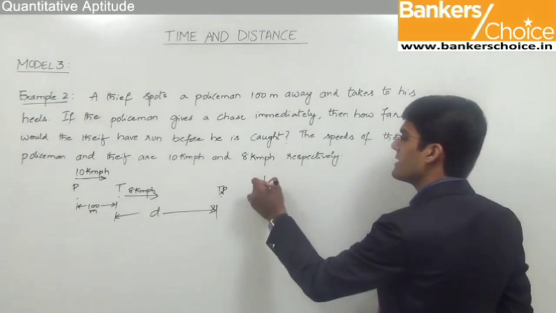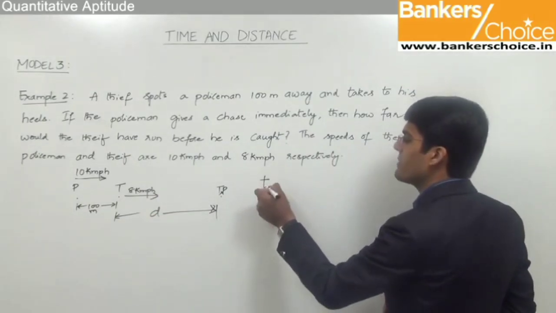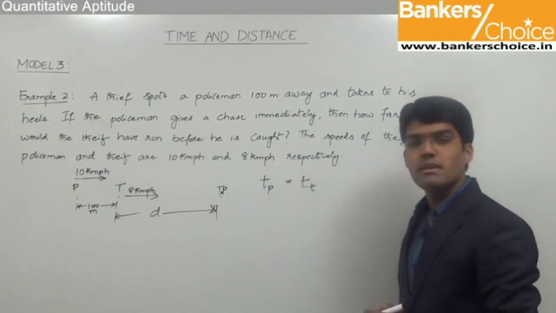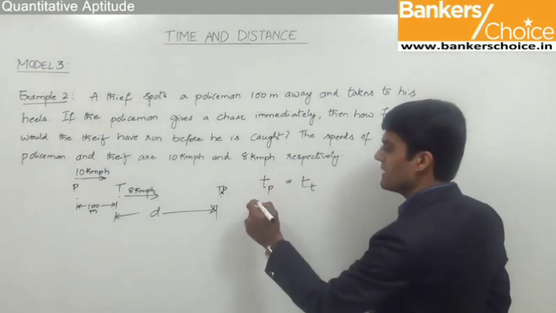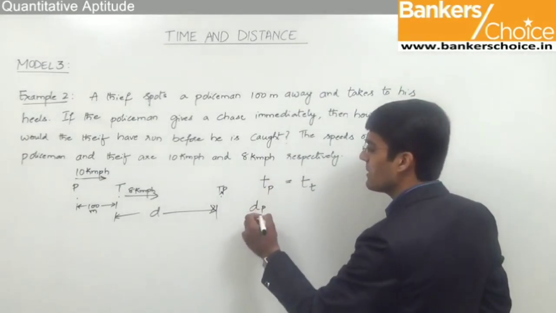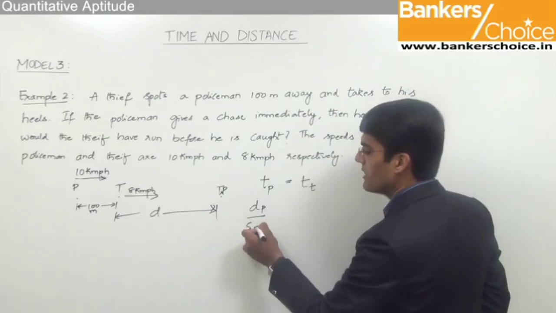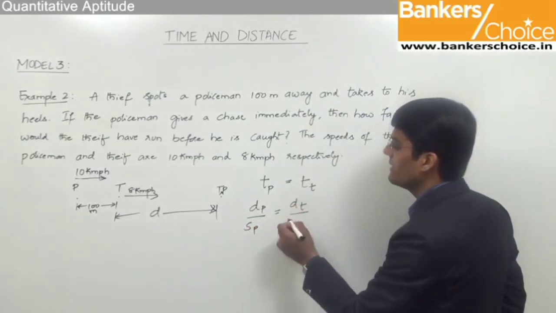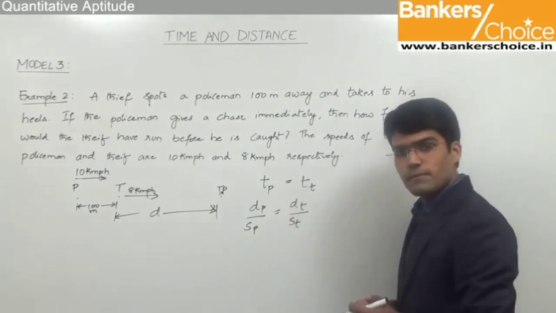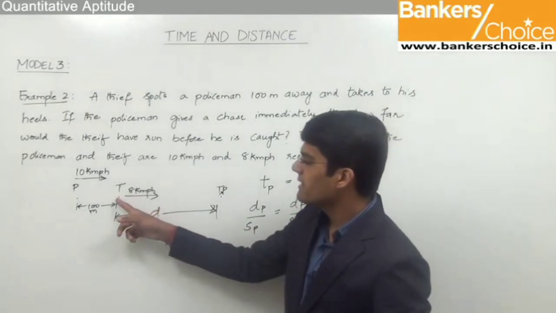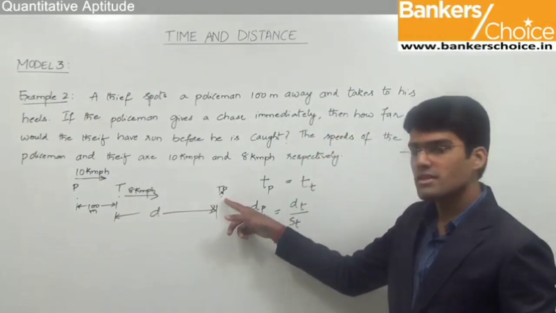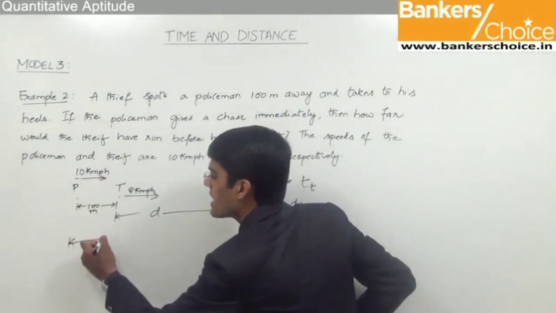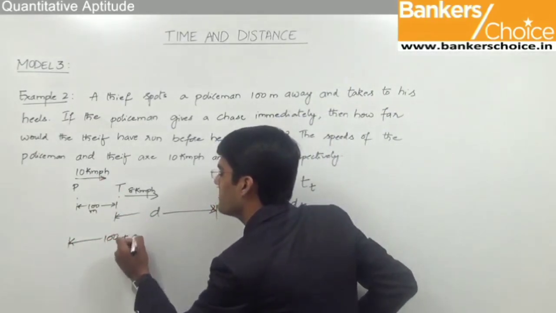So let us consider that equality of time, that is, time taken by policeman should be equal to time taken by thief. Now time is nothing but distance by speed. So time taken by policeman is the distance covered by policeman by the speed of policeman, and time taken by thief is distance covered by thief by the speed of thief. As we have considered here, the distance between the thief's initial position and the final position is d. And we can understand that the total distance covered by the policeman is 100 plus d.